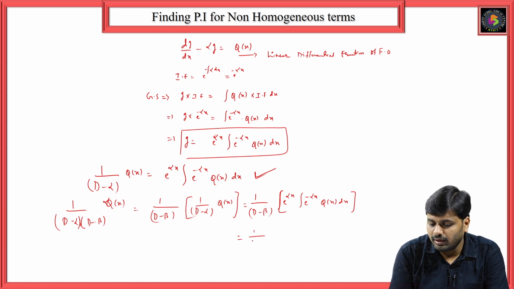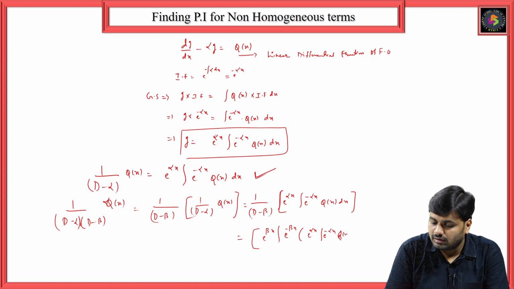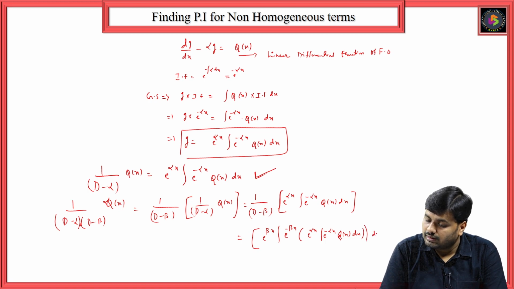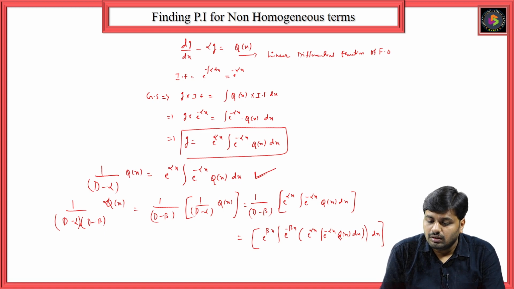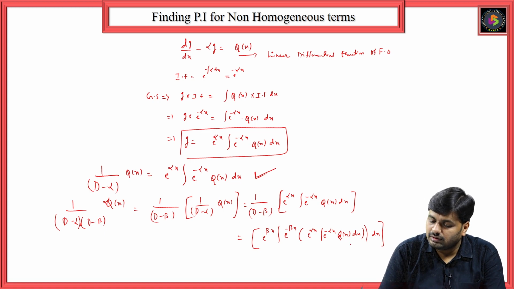What we'll write, 1 by (D minus beta) we can rewrite as e power beta x integration of e power minus beta x into this term, e power alpha x into integration of e power minus alpha x Q of x dx, into dx. Now this is the value. This is the final equation of this one.